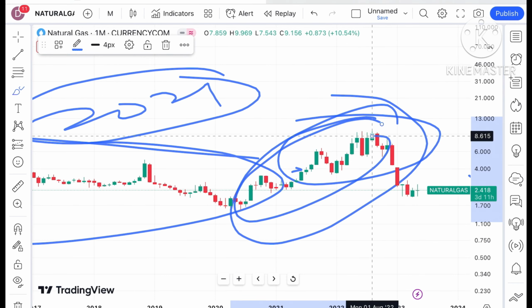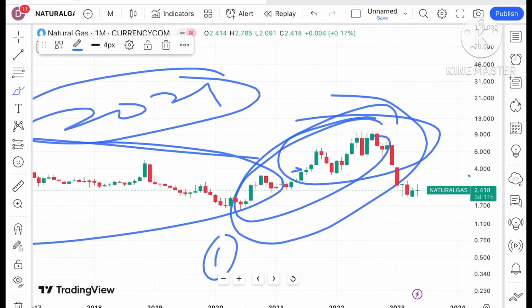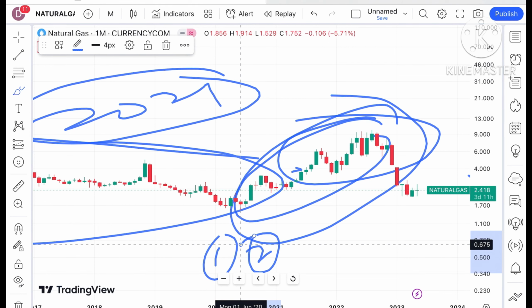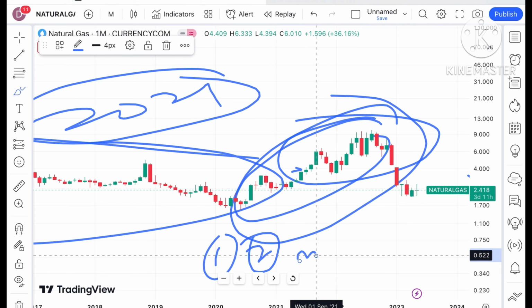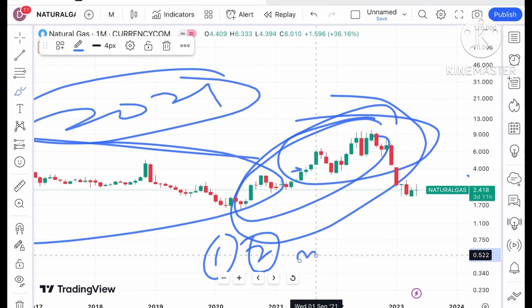Why? Because the pandemic was a big issue. Second, the Russia-Ukraine war was the issue. That is where import and export were affected, and the price of natural gas moved upside as well as came down so low.